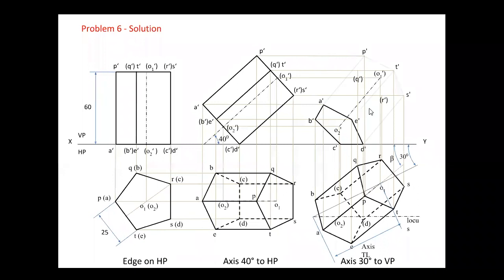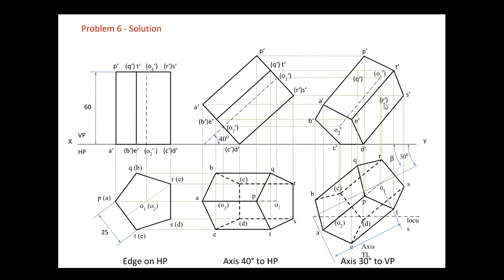Once I complete, I'm going to join all the lines. Once I join it, I need to know the dotted lines. To know the dotted line, I need to know the farthest corner in this view. I'm going to find out the farthest corner. The farthest corner, for me, is nothing but R.